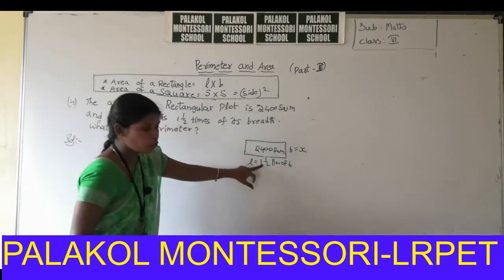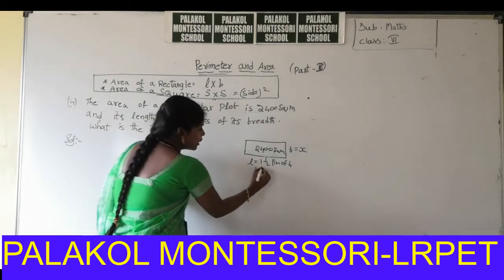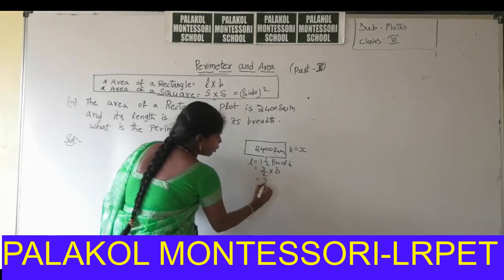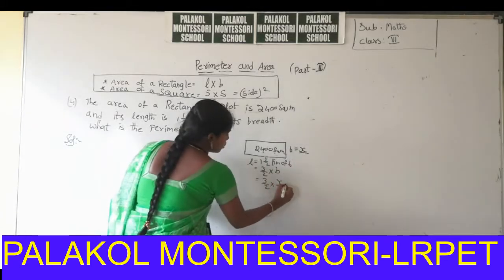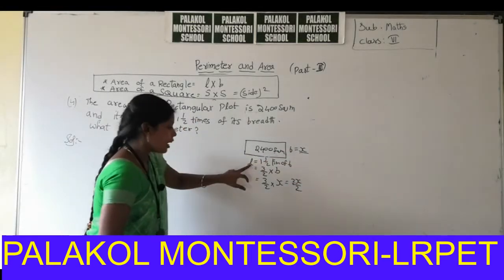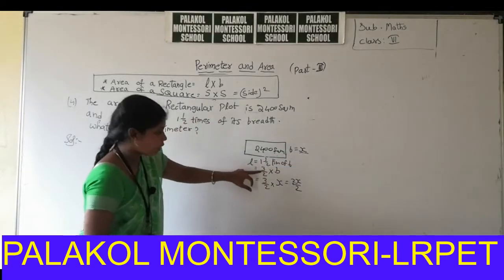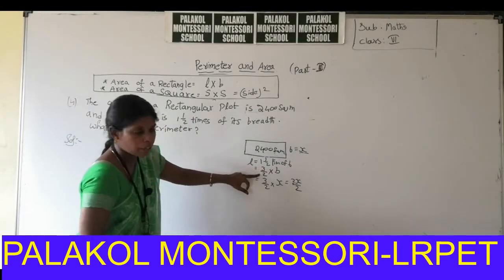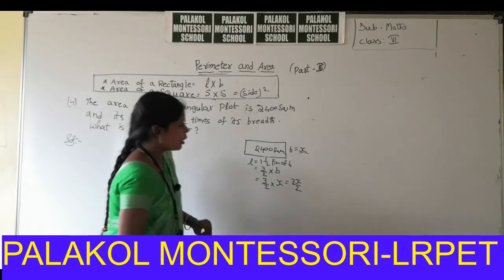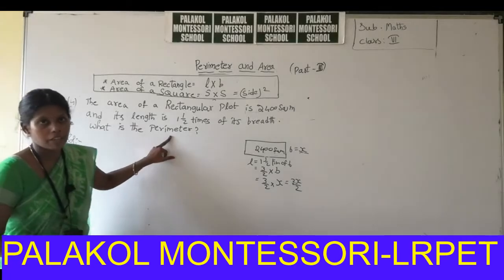1 1/2 is a mixed fraction. We can convert it into an improper fraction: 2 ones are 2, 2 plus 1, 3. So 3 by 2 times the breadth. What is the breadth? x. So length is equal to 3x by 2. So breadth is also there and the length is also there, so we can find the perimeter.